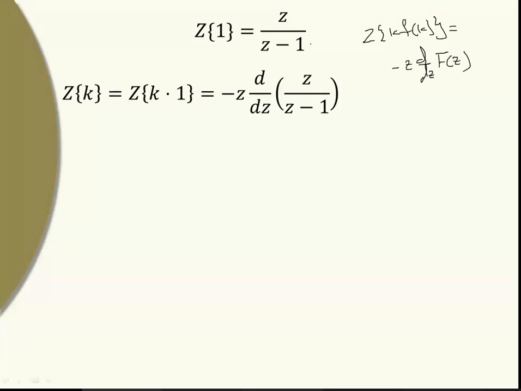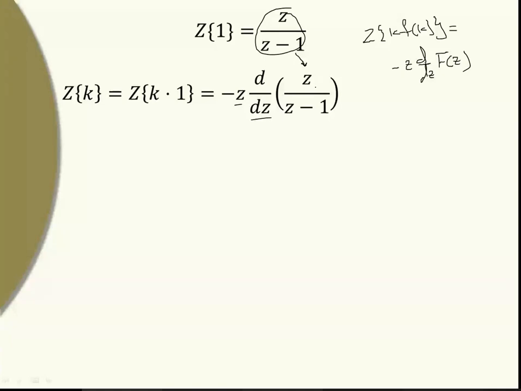So we know what F of z is. This is F of z. So minus z d by dz of all this term. Now we know how to take a derivative. Use the quotient rule, the u by v rule. The derivative of u by v is v into derivative of u minus u into derivative of v, divided by v square.